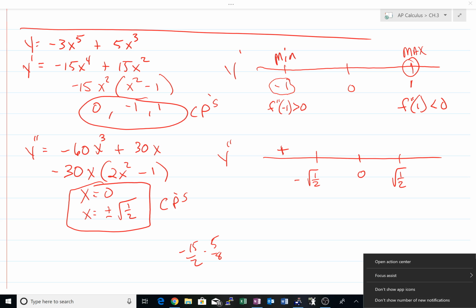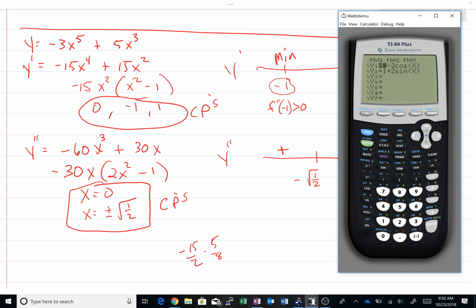Let's go plug in a table. Let's go get some values because I can type this in a lot quicker. Clear. We're going up to negative 3x to the 5th plus 5x cubed. Let's put my second derivative in: negative 15x to the 4th.